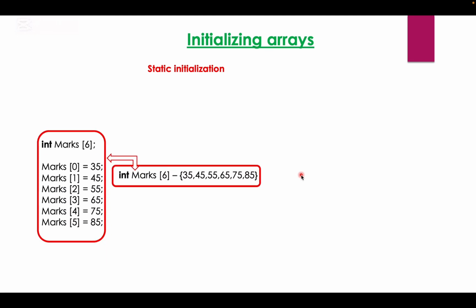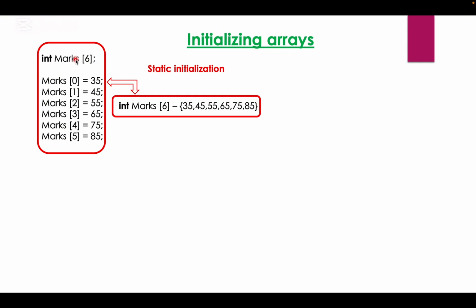Initializing arrays in C. How do we initialize arrays in C? The first way is static initialization. With static initialization, there are two ways to initialize arrays. You have the array name max, the data type integer, and the array size 6. You see, in C the index begins from 0, so the first position is position 0. So in this array called max, the first position, which is index 0, takes the value 35.